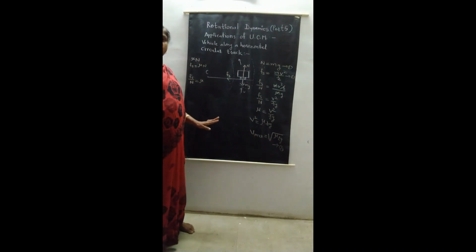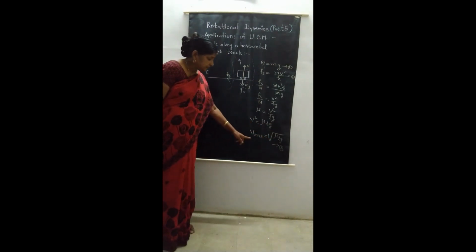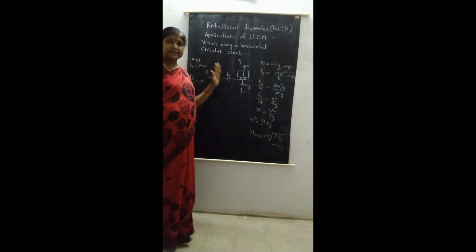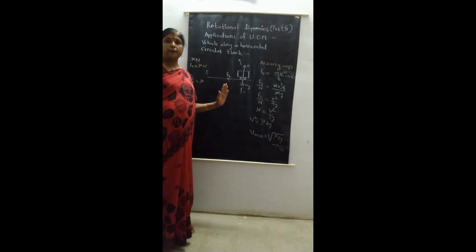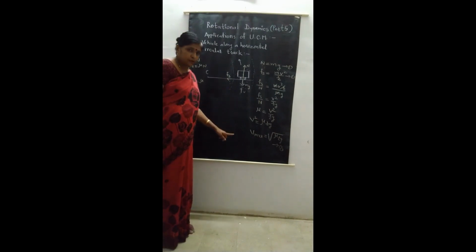Therefore, mu is not reliable. Hence, we bank the road. So, there is necessity of banking of the road in order to have safe driving. That we shall see later on.